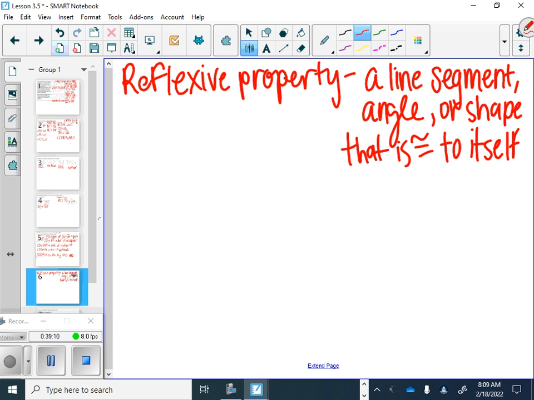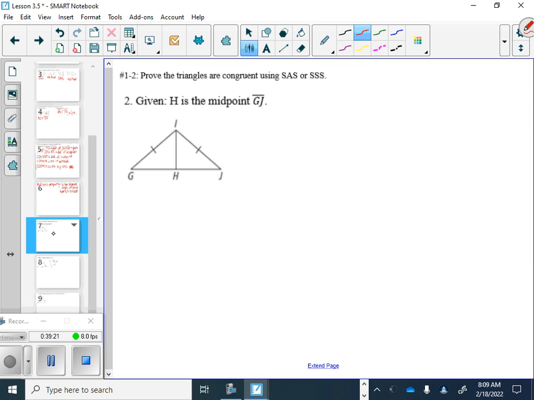Okay, so reflexive property is a reason that you can use for a lot of this. Now let's work on number 2. I am asked to prove that the triangles are congruent by side, side, side, or side, angle, side, and I'm given that H is the midpoint of GJ. What is the very first step in a proof? Write down your givens.